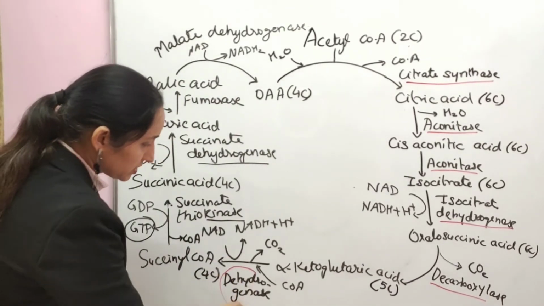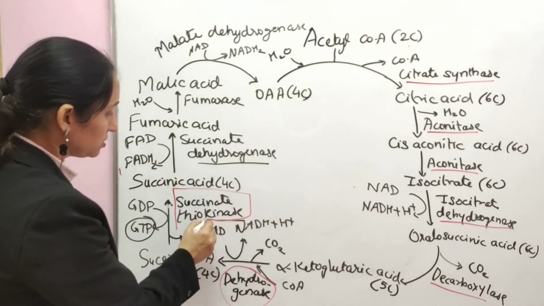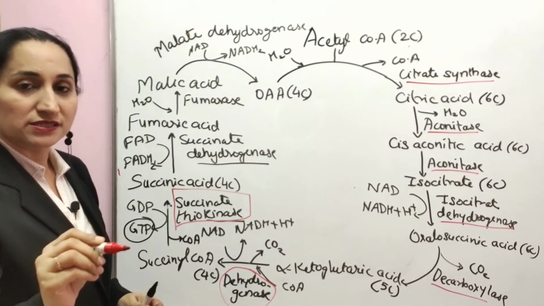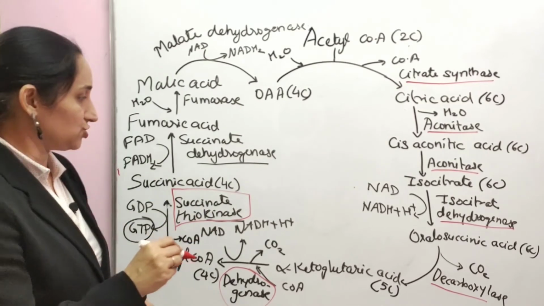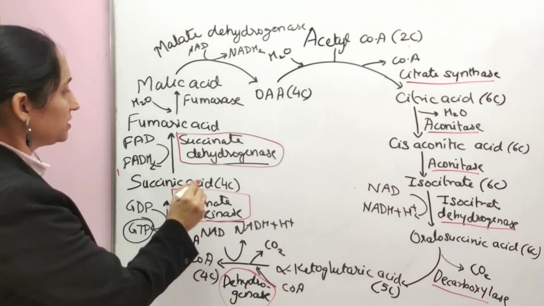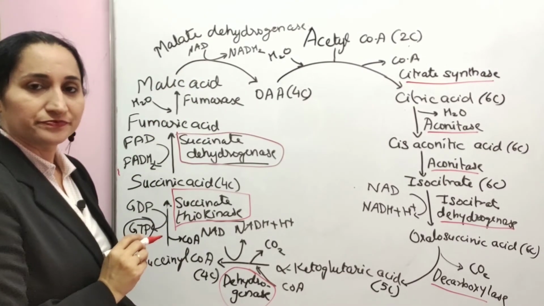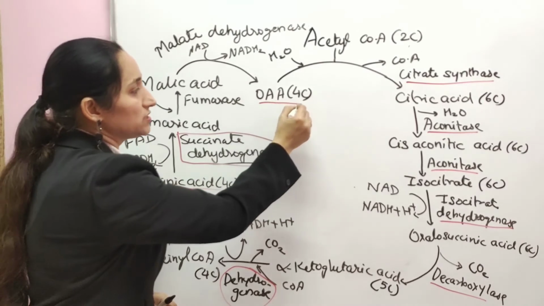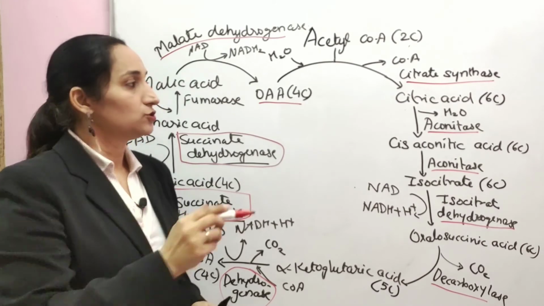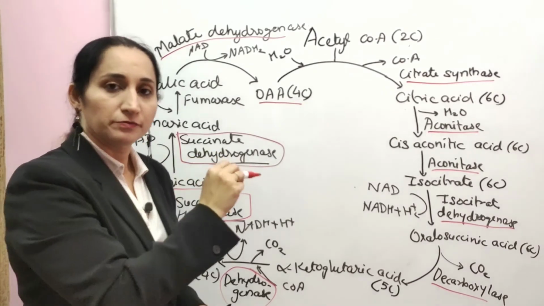Here again dehydrogenase enzyme is used, and then in the next step succinate thiokinase enzyme is used, in which the very important thing to remember is that this is a substrate level phosphorylation. Then succinate dehydrogenase enzyme converts succinic acid into fumaric acid, and then fumarase converts fumaric acid into malic acid. Then malic acid regenerates oxaloacetic acid with the help of malate dehydrogenase. So it's very important for everyone to memorize all the enzymes and understand the functions of particular enzymes.